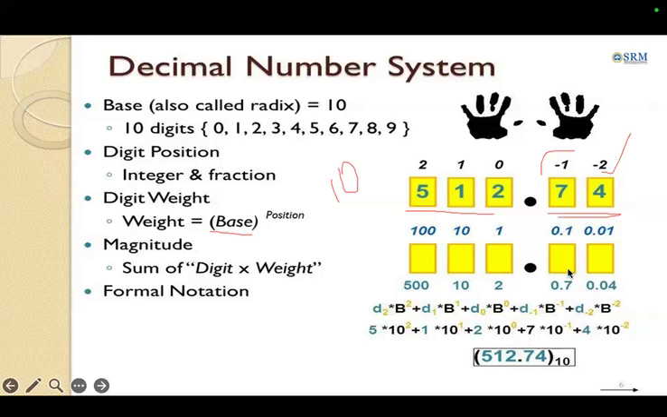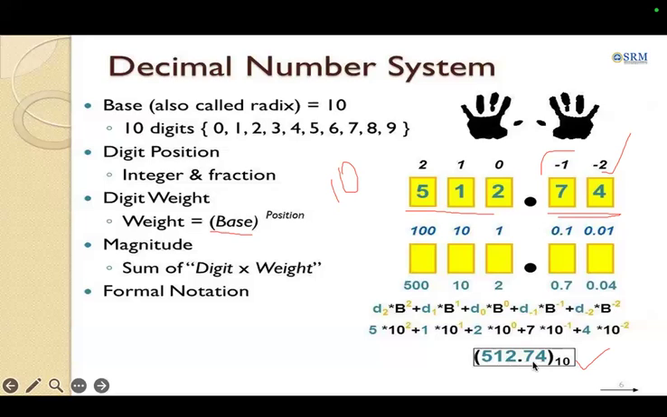For the fractional part, 10 power -1 is 0.1, and 10 power -2 is 0.01. With these, the digit values 4, 7, 2, 1, 5 are multiplied respectively. So the final representation of this particular number in the decimal system will be 512.74. It is base 10. Decimal means we have to represent using base 10.